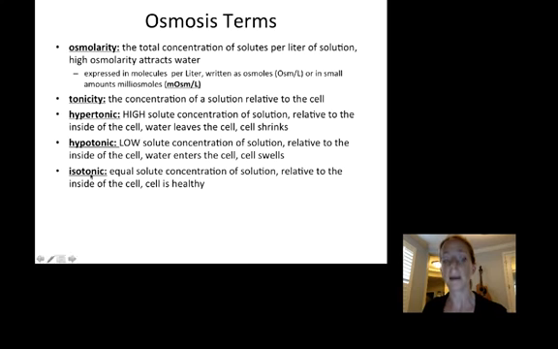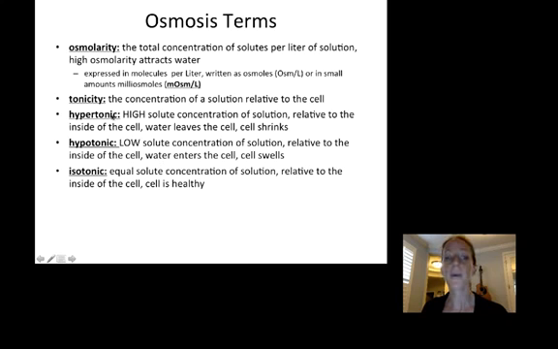We then can talk about how solutions can affect cells. And different osmolarity solutions or different concentration solutions will affect a cell. So you have a cell, you put it into a solution, and what happens to the cell? The tonicity then is the concentration of that solution relative to the inside of a cell. If a solution is isotonic, then the amount of solutes in your solution are the same relative to the inside of the cell. The cell will stay healthy.